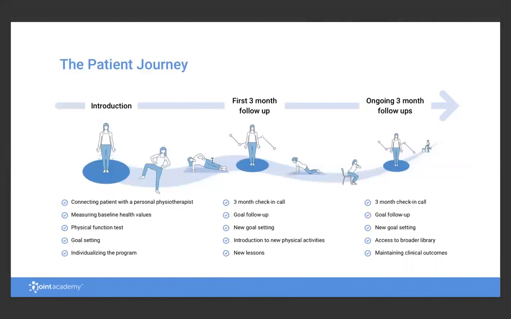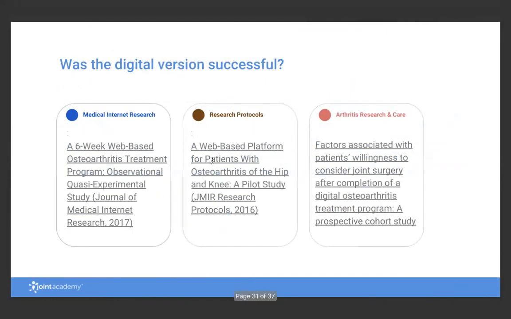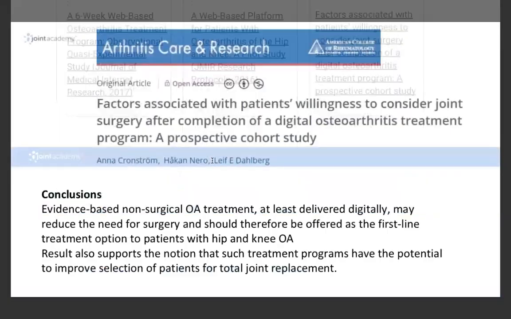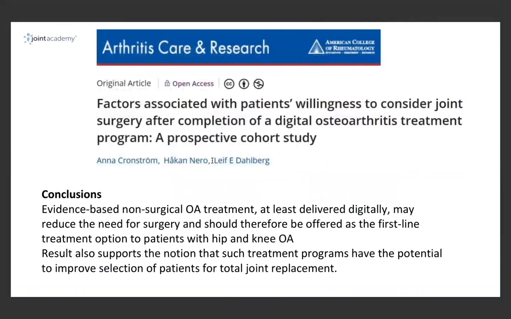So the idea was, could we mirror the same program and get the same results that they got in the clinical version? Well, lo and behold, it actually turned out that it might be a little bit better. There are 3 published papers about the effectiveness of doing a digital version of the clinical program. And what did we find in the digital version? This is one of the research papers that said, hey, this actually works. You can actually do the same thing. We can get the same results from a digital program that we got in a clinical program.